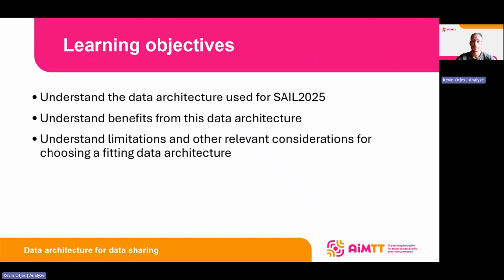The learning objectives for this module are to have a deep dive on the data architecture used for SAIL 2025, to understand some of the benefits from this data architecture, and to look at some limitations and other relevant considerations for choosing a fitting data architecture.